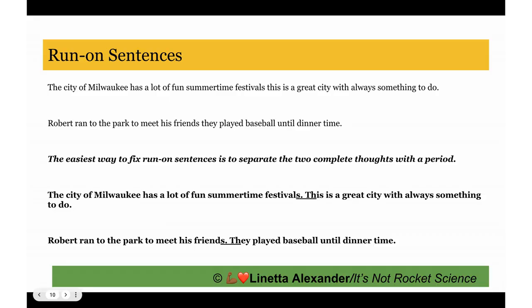So the easiest way to fix run-on sentences is to separate the two complete thoughts with a period. The city of Milwaukee has a lot of fun summertime festivals. Period. Space. Start a new sentence. This is a great city with always something to do. Another period, right? Robert ran to the park to meet his friends. Period. Space. Start a new sentence. They played baseball until dinner time. Period.